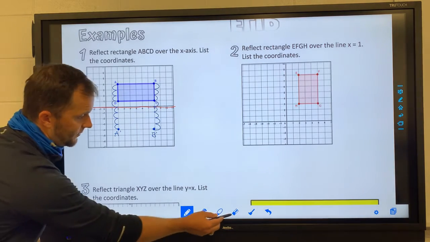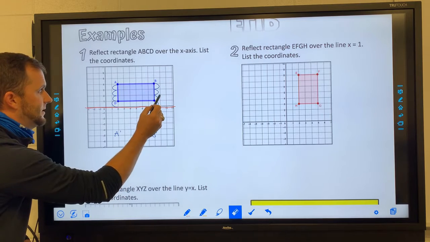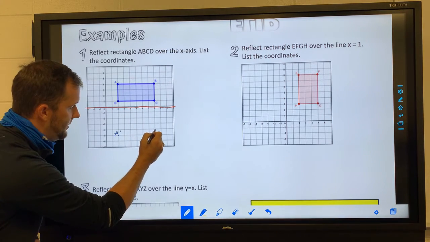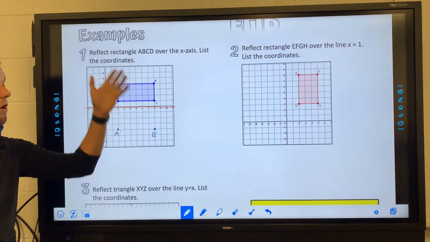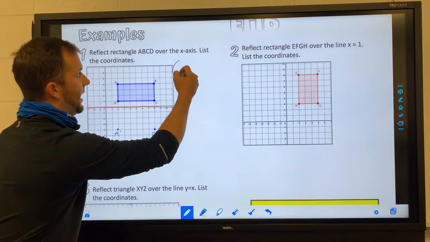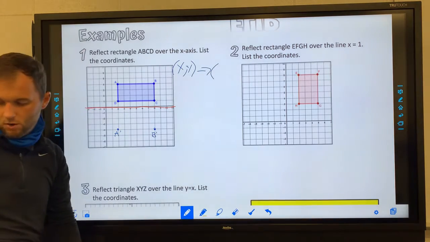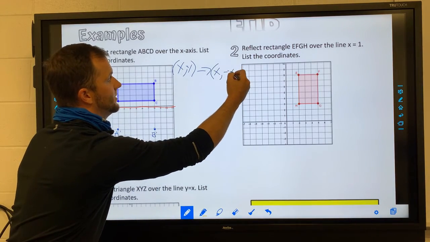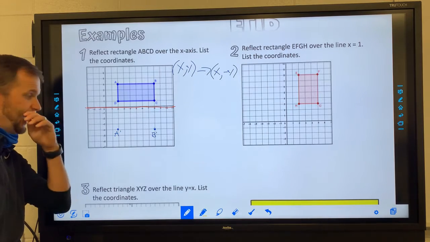Now for the other two points, I'm going to show you how to do this mathematically. I'm going to put this down in your notes on the bottom in a little bit. The rule when you're reflecting over the x-axis is that x comma y turns into x comma negative y. This is the reflection rule for going over the x-axis.